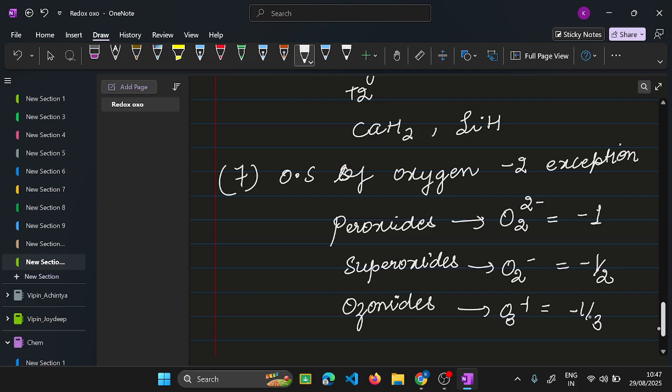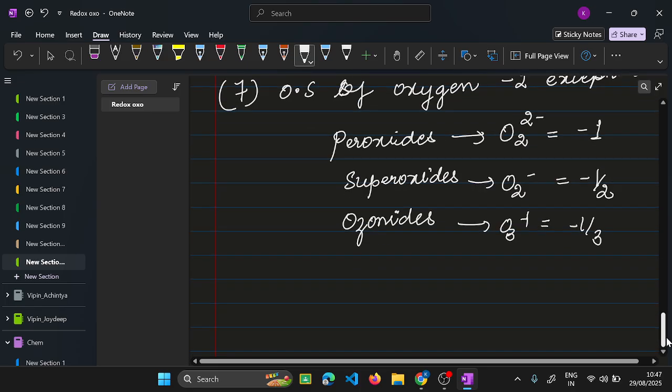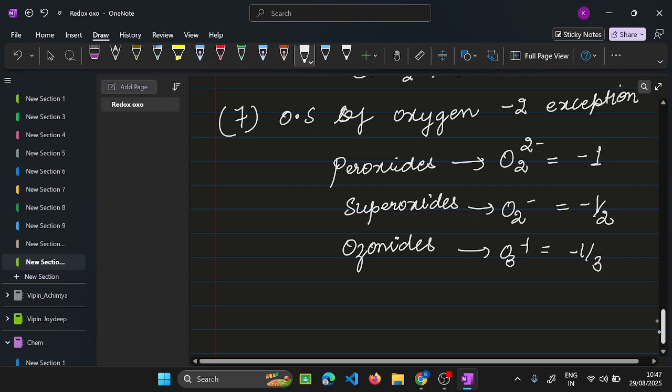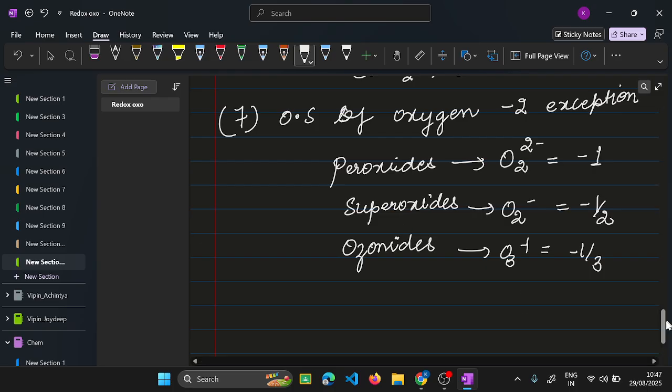Can it have a fractional oxidation state? How does it have a fractional oxidation state? Please repeat your doubt. How does it have a fractional oxidation state? Yeah, it can have fractional oxidation. Oxidation state can be in the fraction. That means the oxidation state can be zero, can be negative, can be in the fraction, and can be in the positive. Let's take how.